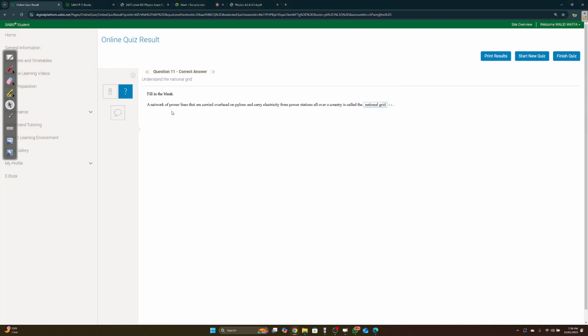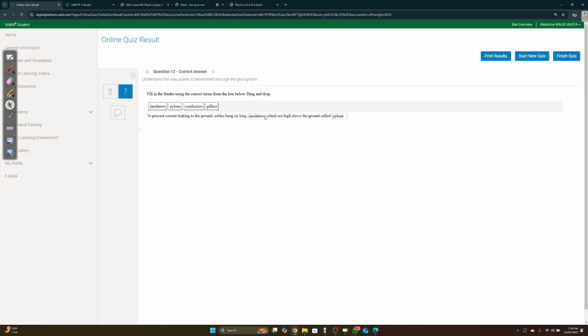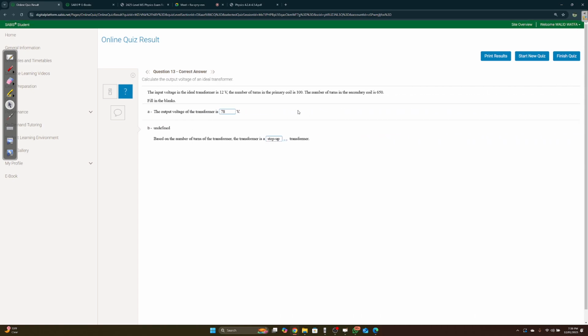Question 11. A network of power lines that are carried overhead on pylons, what are they called? They carry electricity all over the country. Obviously, it's called the national grid. Question 12. To prevent current leaking to the ground, what do they use? They hang on long insulators. What are they called? Pylons. These pylons are insulators that prevent leakage.